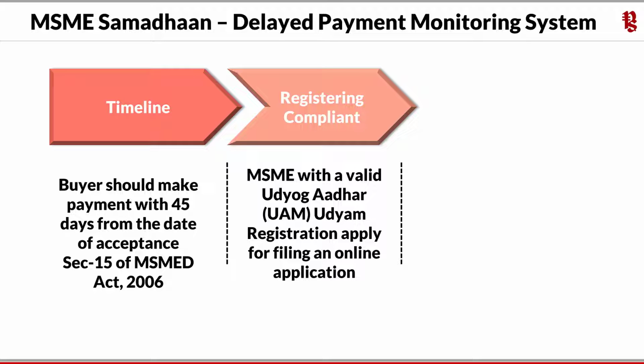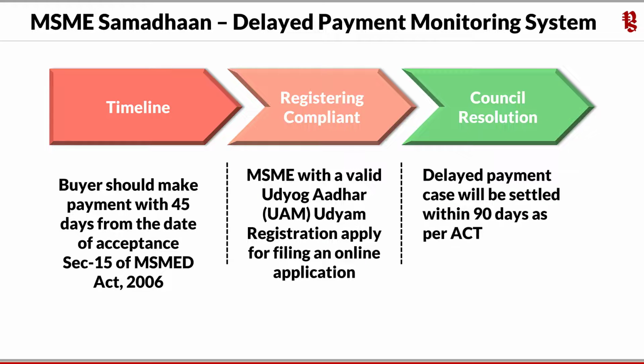For this, they have to have a valid Udyog Aadhaar number for them to avail this facility. Council resolution: the Act prescribes that delayed payment cases will be settled within 90 days. Now let us understand the maximum credit term or the appointed date with an example.